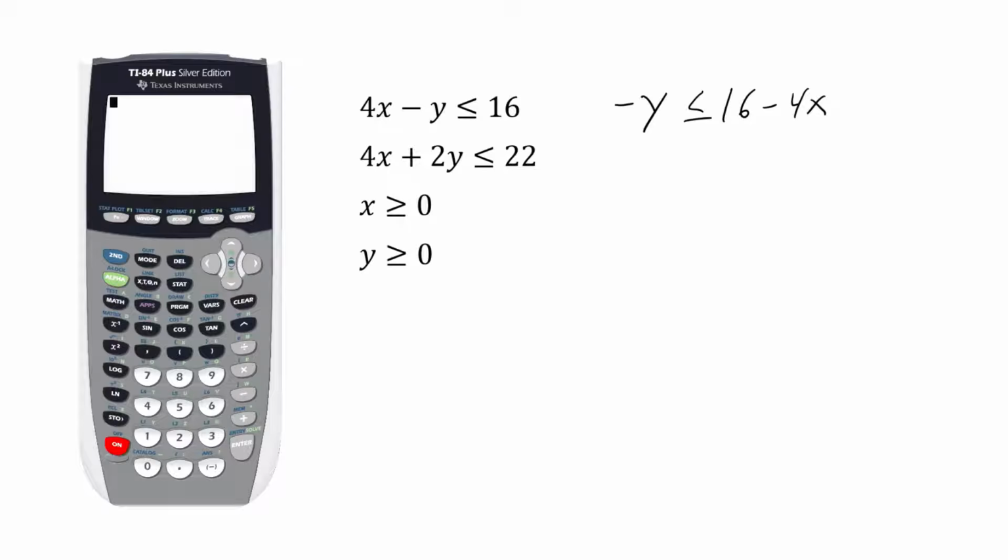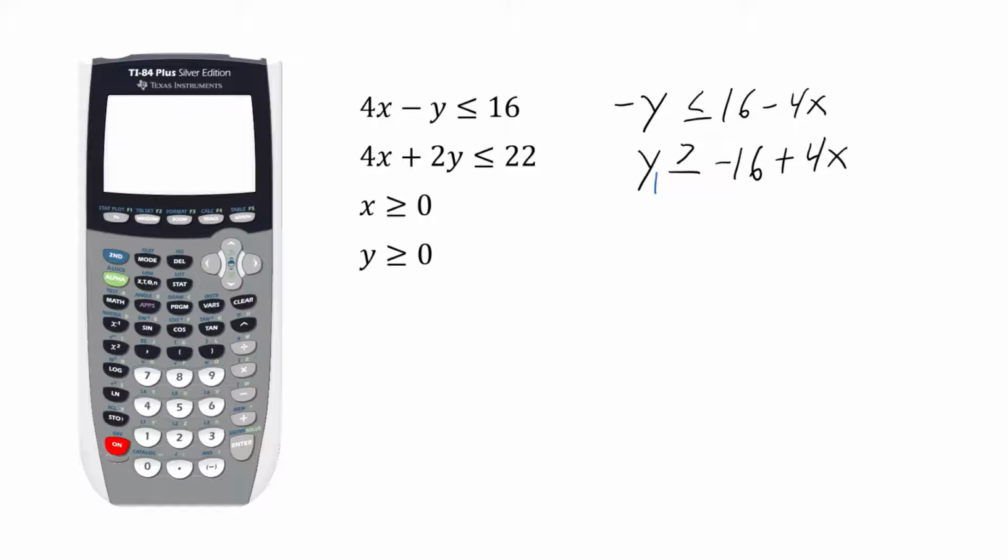Next step will be to multiply both sides of the equation by negative 1. Now when we multiply both sides of an inequality by negative 1, that's going to flip the sign of our inequality. So that's going to be y is greater than or equal to negative 16 plus 4x. And we'll go ahead and label this line. That'll make it easier later on. We'll also color it blue.